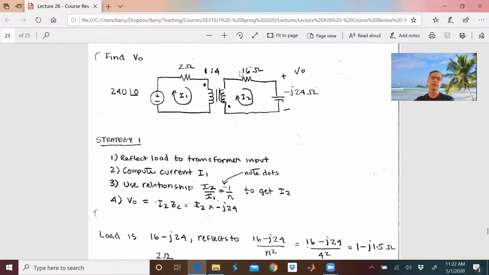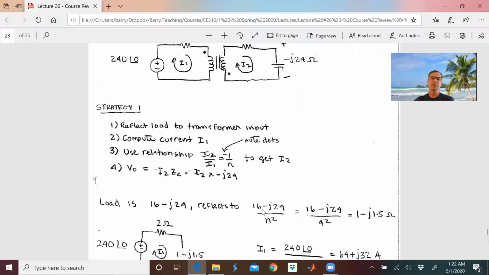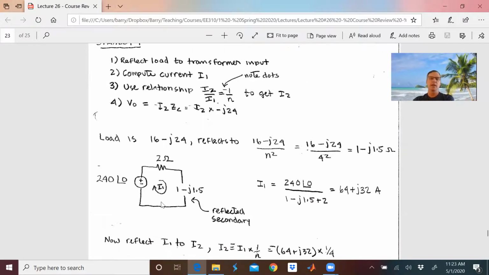So the load is 16 minus J24. That is going to reflect to 16 minus J24 divided by n squared, or 1 minus J1.5. So now let's take this reflected stuff and put it right here. And here's what it looks like. This is the reflected secondary. So now I can get I1 pretty easily. It's just 240 volts divided by 1 minus J1.5 plus 2, and it's 64 plus J32 amps.